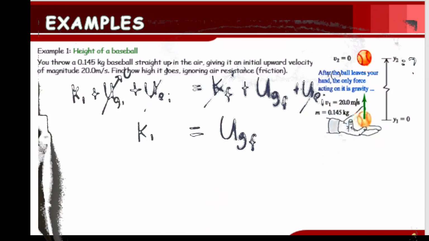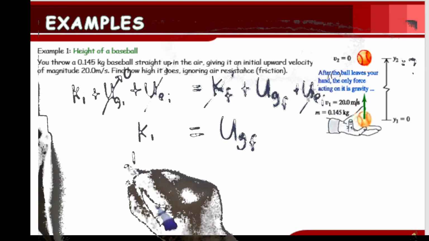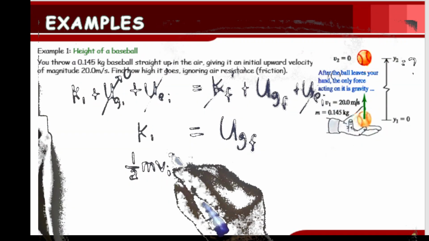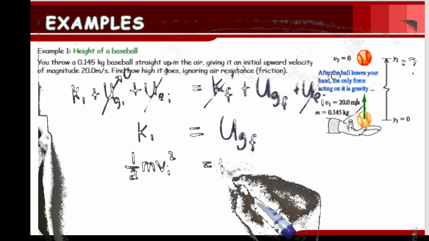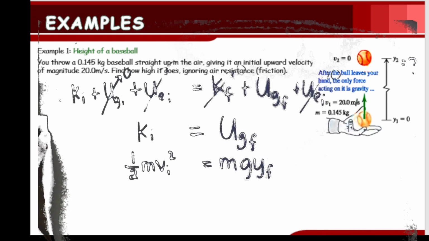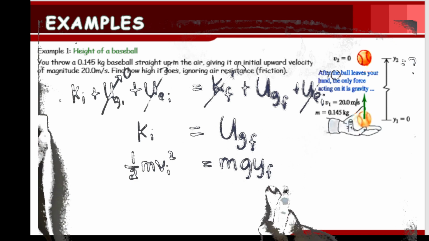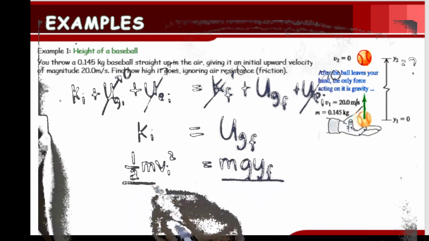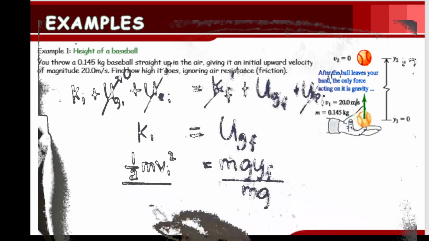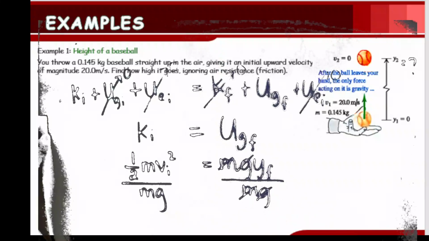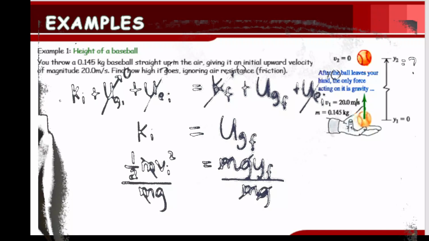So, let us substitute the values we have here. Initial kinetic energy, 1/2 m v initial squared. On the other side, we have m, g, y final. Again, what is our target here? Our target is to isolate y final. So all we have to do is divide both sides by mg. We can cancel this m, we can cancel the g. We can also cancel the m here, right? The m is common to the numerator and denominator.